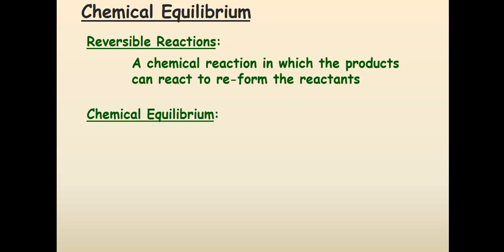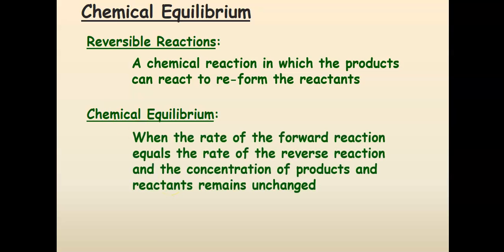So the definition of that is a chemical reaction in which the products can react to form the reactants again. So in other words, once you get your product, the product can also come together to form the reactant. It goes back and forward and backward. But in the chemical equilibrium, this is now the rate of the forward reaction equals the rate of the reverse reaction. And what is the rate?